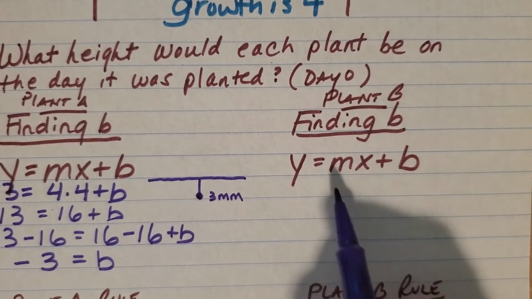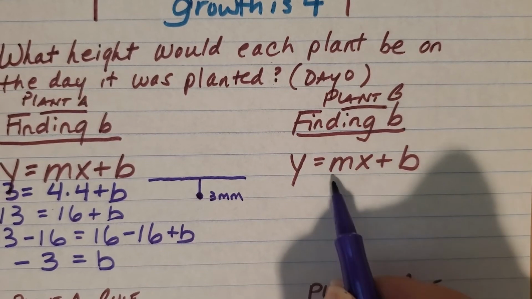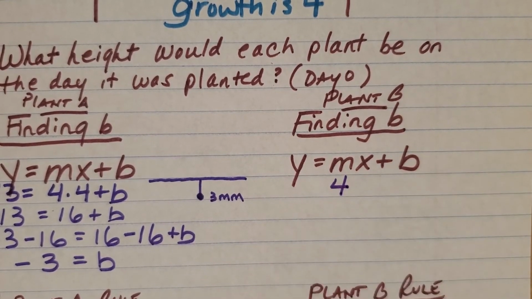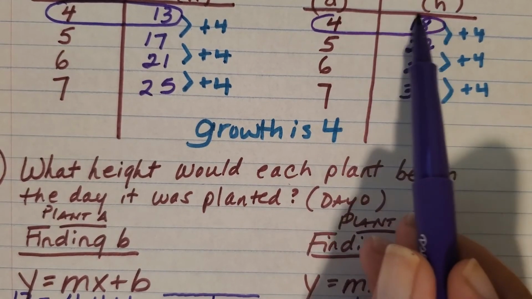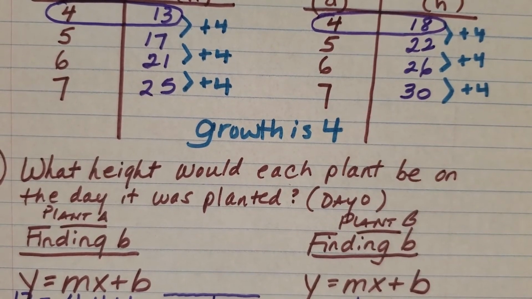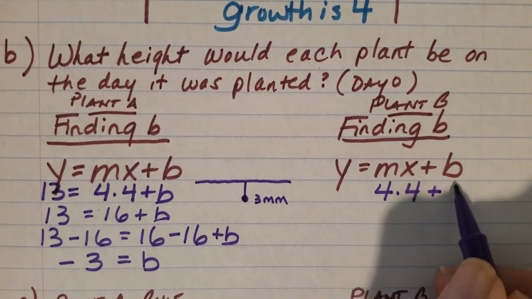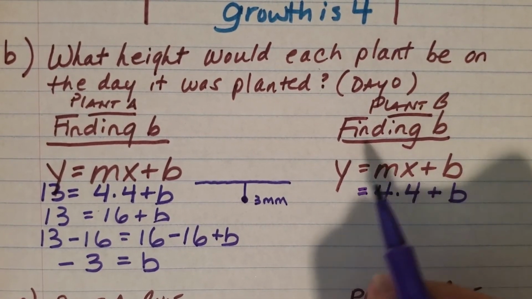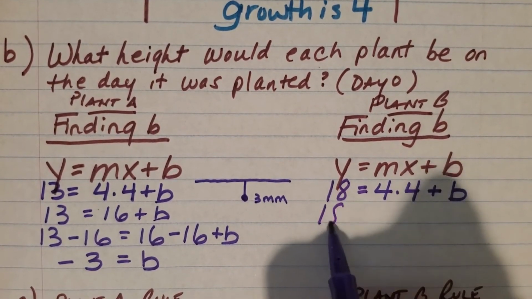Now on this one, I'm going to find the B also. I'm just going to replace values that I know. Once again with plant B, it was growing by 4. And I'm just going to go ahead and use a point for my X and Y values. So on day 4, it was 18. And I'm going to go ahead and solve for B.